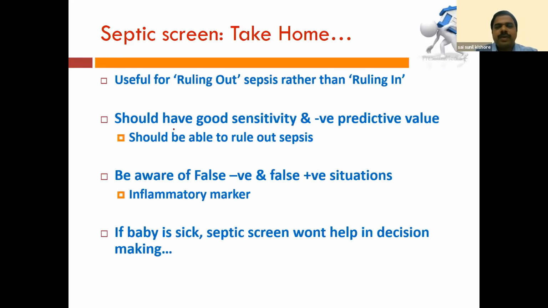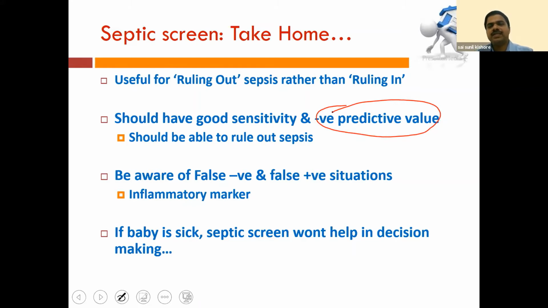Some of the important take-home messages regarding septic screen are: the septic screen is useful for ruling out sepsis rather than ruling in sepsis. That means that if you are suspecting sepsis and the test comes negative, then you can rule out sepsis in most of the cases. And the second important thing is it has got good negative predictive value, which means that if it comes negative, the chance of having sepsis is less. This is applicable more for late onset sepsis as compared to early onset sepsis.